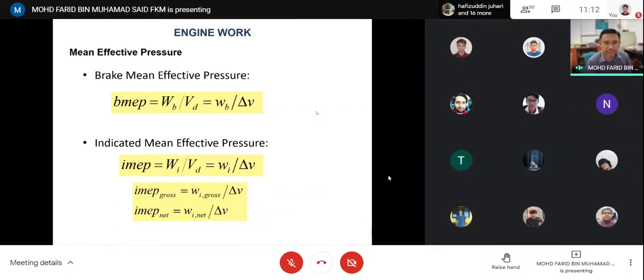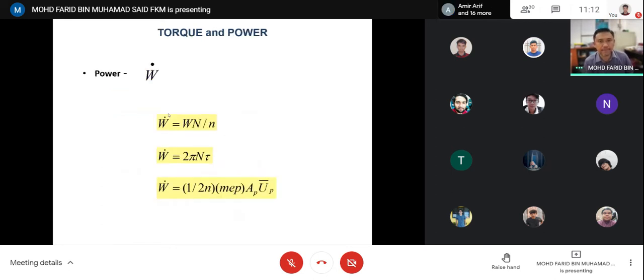This is the equation involved. We have a lot of mean effective pressure, but in this course we only focus on the brake mean effective pressure, for example. So this is some of the equations involved in how we want to relate this to the other parameters. And then this is the main part.